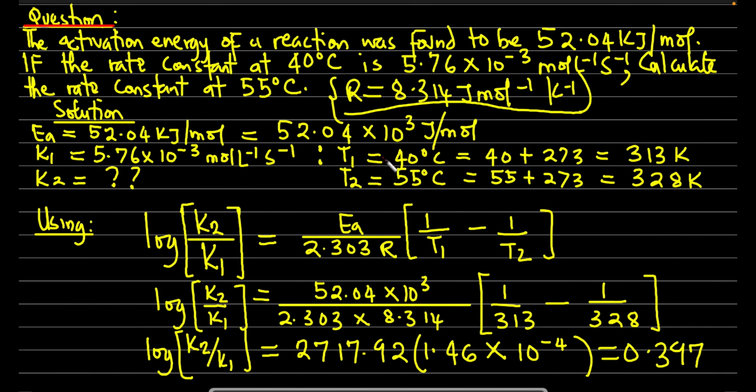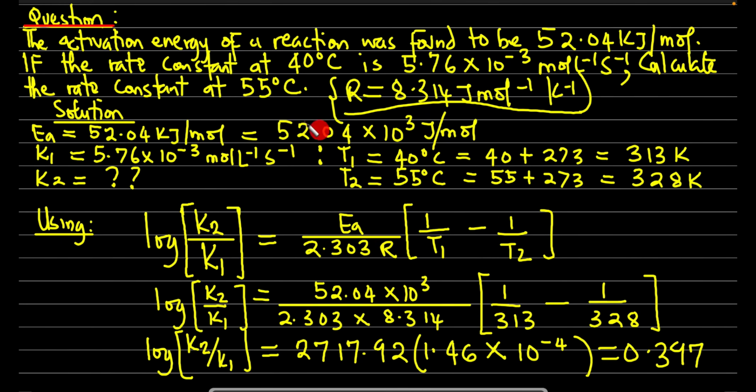Also, it's important for us to know that anytime you're given temperature in Celsius, always convert it to Kelvin. Kelvin is the absolute scale of temperature. So when you convert 40 degrees Celsius to Kelvin, it's basically adding 273 to 40. That gives us 313 Kelvin. Now T2 is 55 degrees Celsius, which is adding 273 to 55. That becomes 328 Kelvin. Okay, so we have log K2 over K1 equals to this.